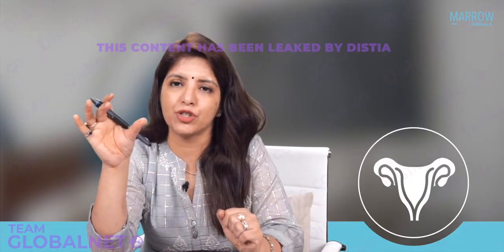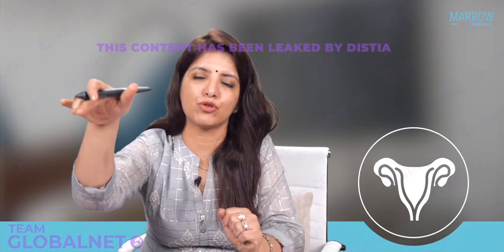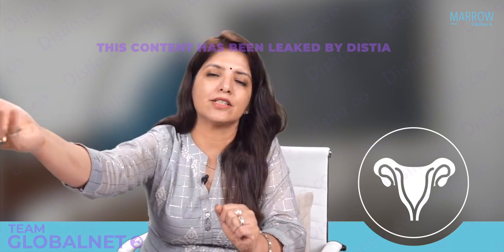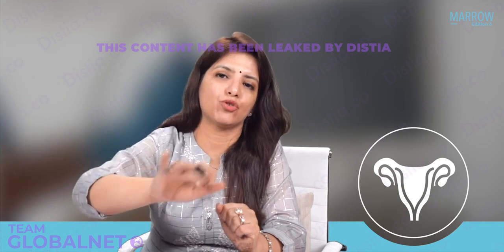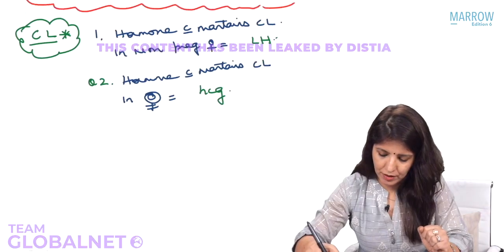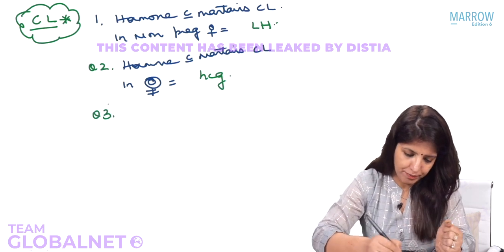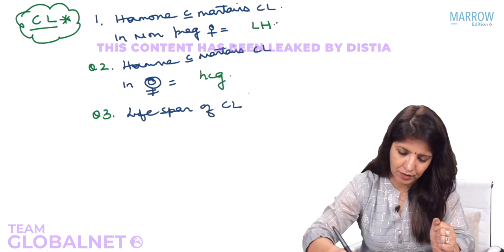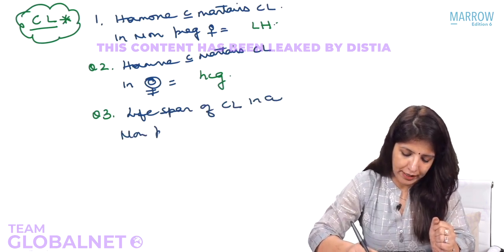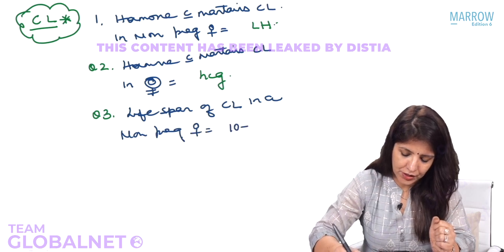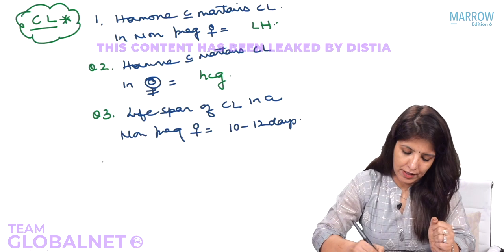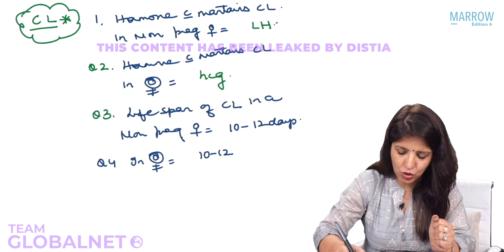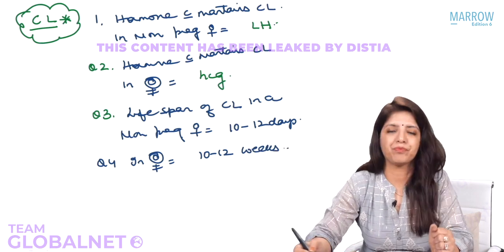Because once the corpus luteum dies in 10 to 12 days, the levels of progesterone absolutely decrease, and after the next 2 days, the patient menstruates, right? So, the lifespan of corpus luteum in a non-pregnant female is 10 to 12 days. And question 4, in pregnancy, it is 10 to 12 weeks, right?